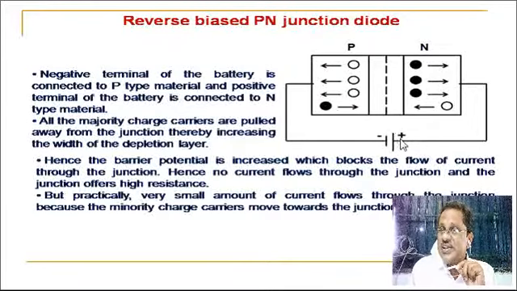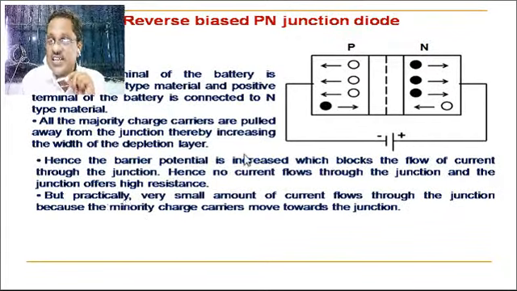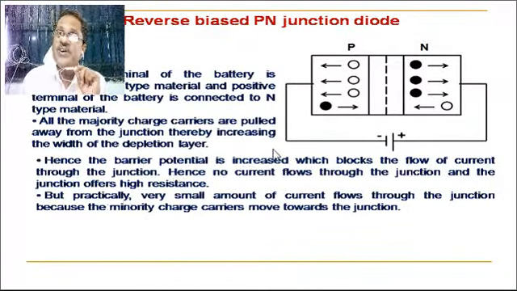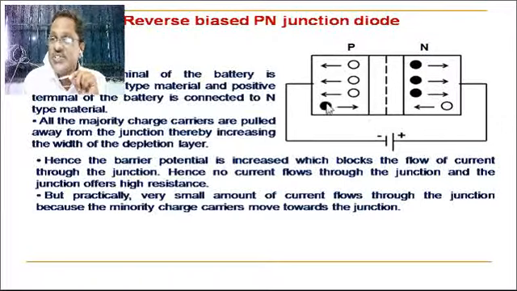We are saying that there is no current flowing through this junction, but practically a very small amount of current does flow through the junction. If we record the current, we get a very small amount of current, and this small current is due to the minority charge carrier electrons present in the P-type material and the minority charge carrier holes present in the N-type material.